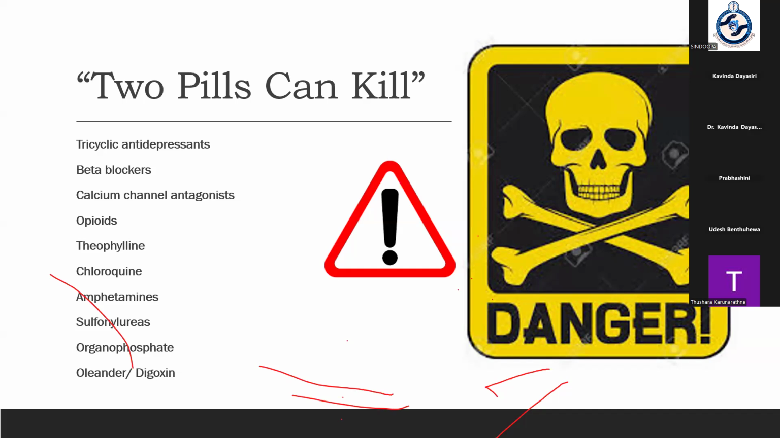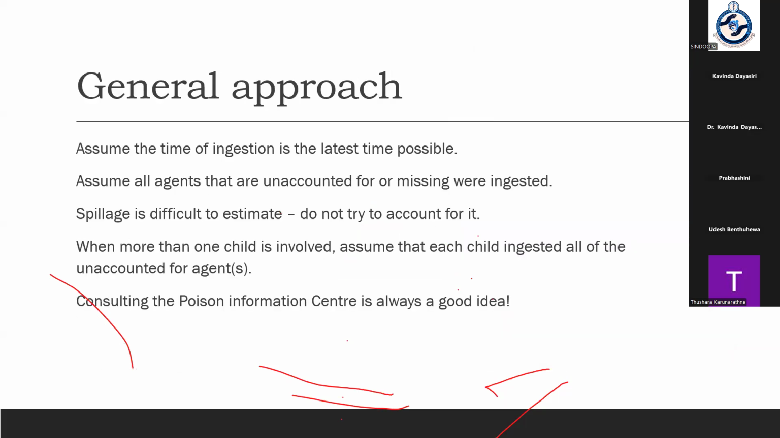And opioids, theophylline, chloroquine, amphetamines, sulfonylureas, organophosphate, and digoxin, or oleander. So these agents, if ingested by a younger child, we have to be seriously concerned, anticipate the worst case scenario, and then plan our management. And if you are not sure, it's always good to seek advice from experts as well as poison information centers if you have a doubt about what to do.